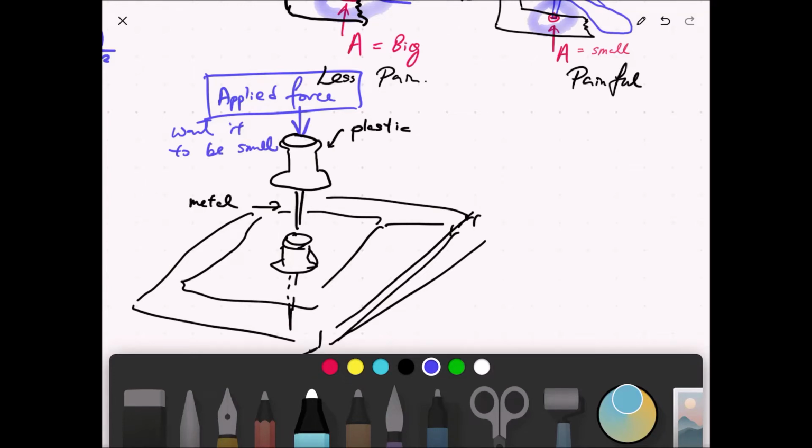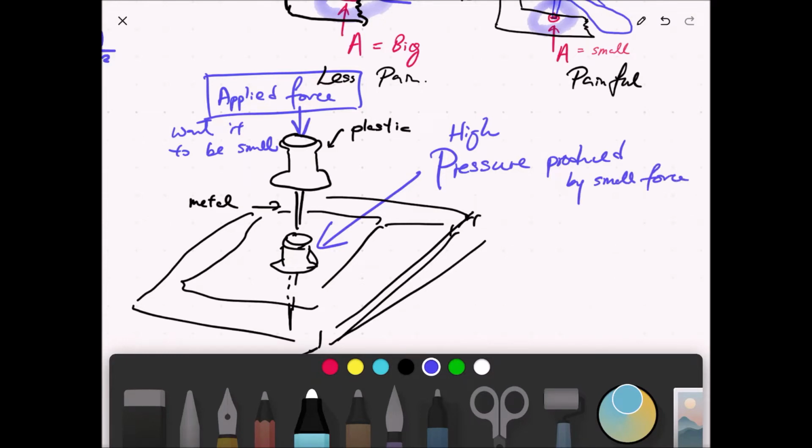Now, in order for an object to sink into another object, what matters is actually the pressure. So, in order for something to sink, we would want to have high pressure. But at the same time, we want this high pressure to be produced by a relatively small force, because we want the thumbtack to just go in with as little effort as possible.